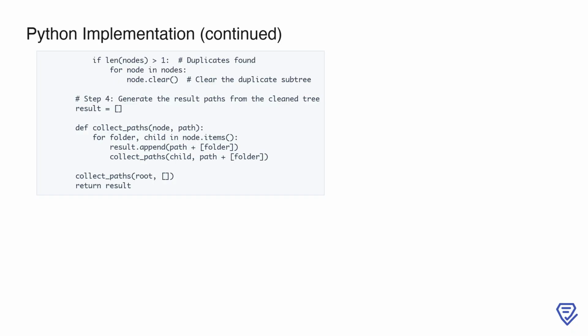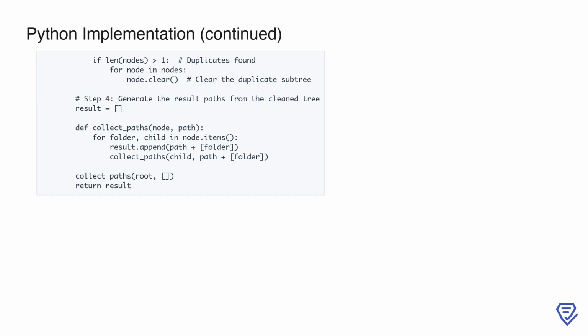Now, using the subtree_map, we iterate through its values, which are lists of nodes that share the same serialized structure. If a serialized structure appears more than once, meaning there are duplicates, we clear the duplicate subtrees by calling the clear method on each node in the list. This effectively removes the duplicate folder structures from the tree.